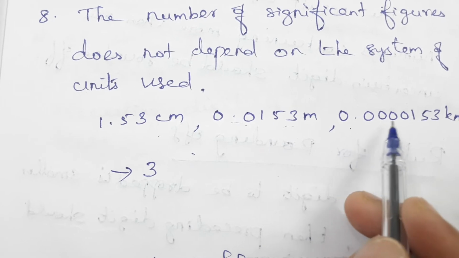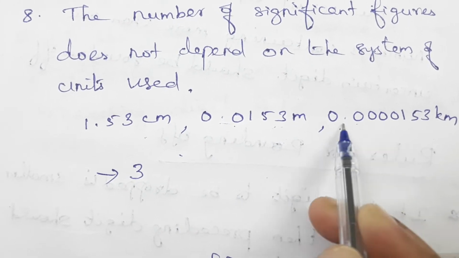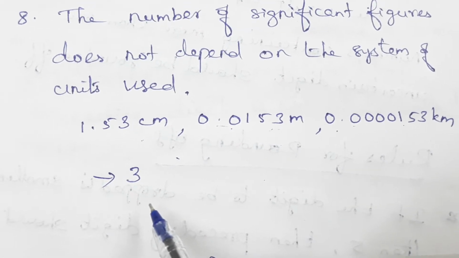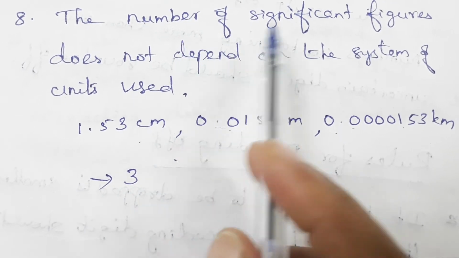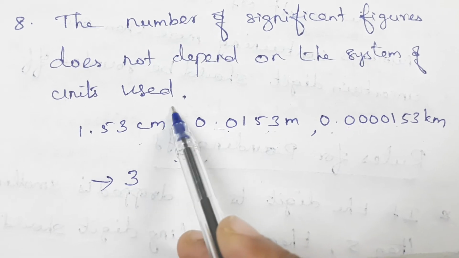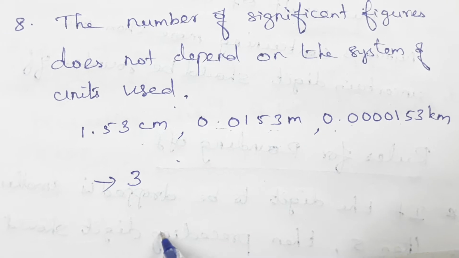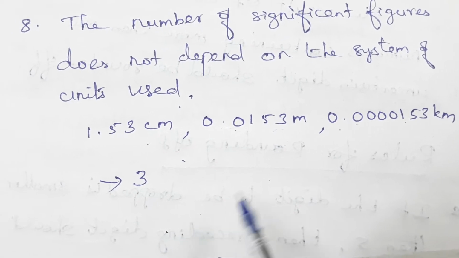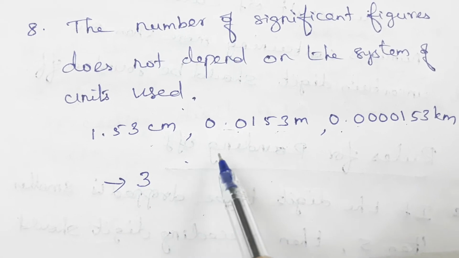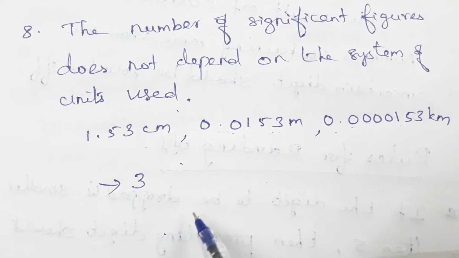And here 0.000153 kilometer. Here also less than 1. So these zeros are not significant. So 153. So this number also has 3 significant figures. So the number of significant figures does not depend on the system of units used. Also, the power of 10 is irrelevant to the determination of significant figures.